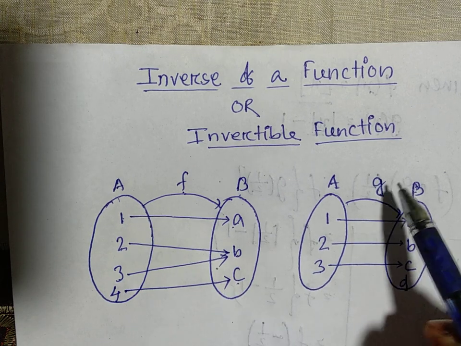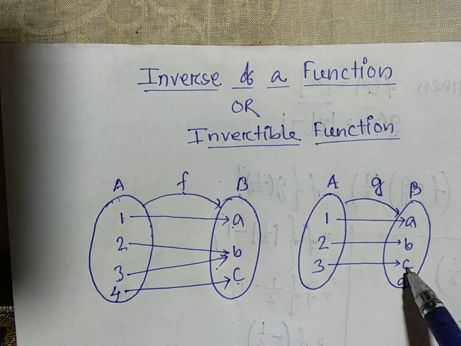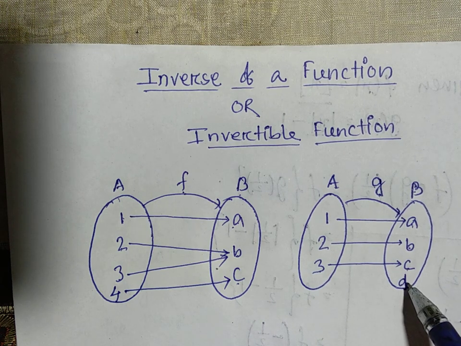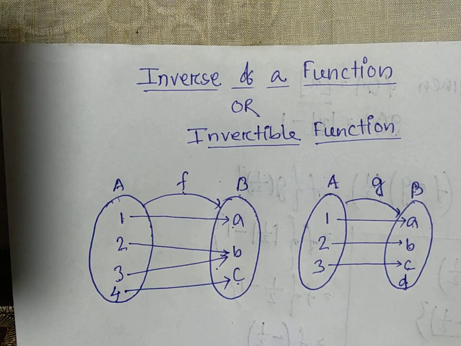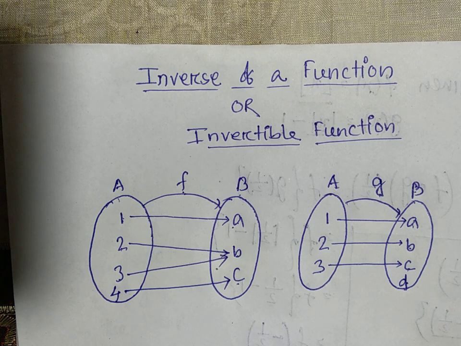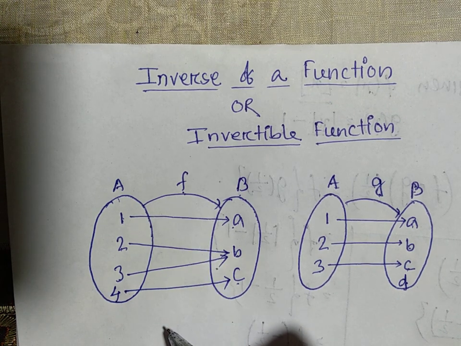Similarly, under the function g, a is the image of 1, b is the image of 2, c is the image of 3, and d is not related to any element of the first set. Already we have got the idea about one-one and onto functions, many-one as well as into functions also. So from the concepts of one-one and onto functions, we have got that this function is many-one.